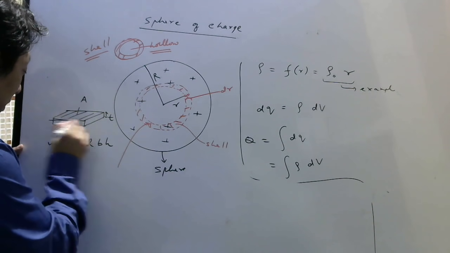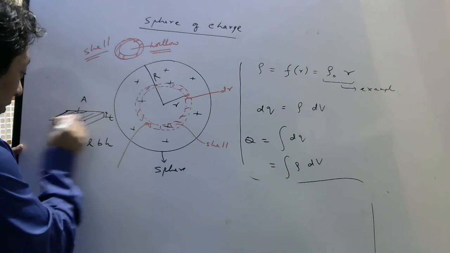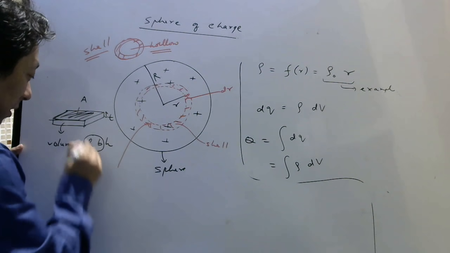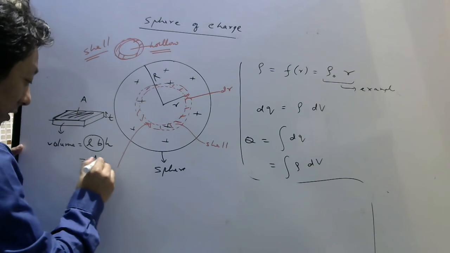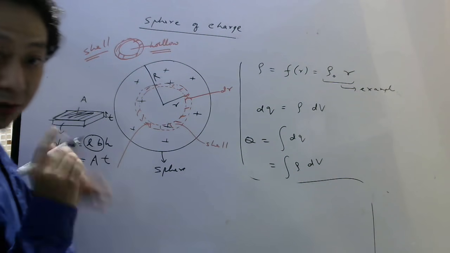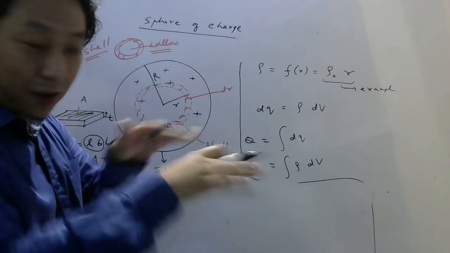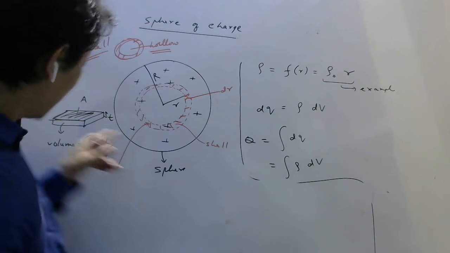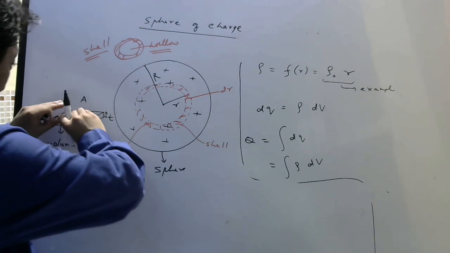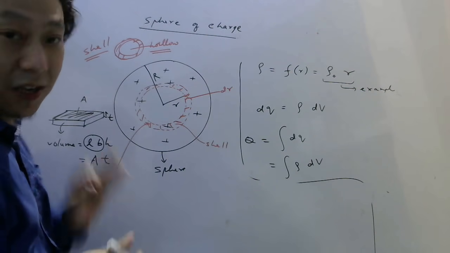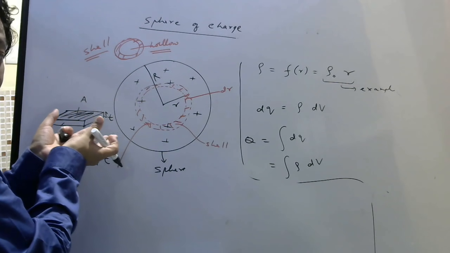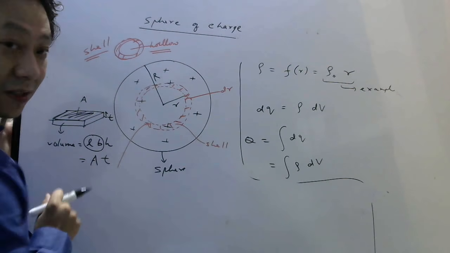Now length into breadth is this area. So this part is area, and this small height is nothing but thickness. Similarly, if you take this shape and cut it and make it flat, it will look like this only. If you make it round, it will become a shell. If you open it, it will become like this.